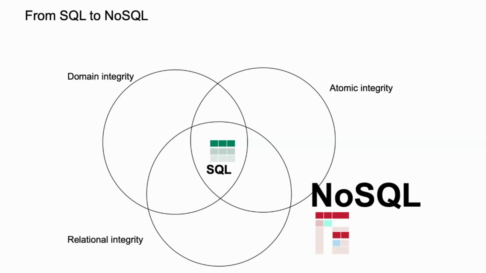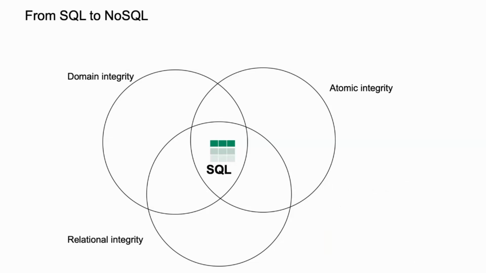You can sometimes also store null in a database. Is that also called not relational integrity? Yes, so there are two interpretations of nulls.